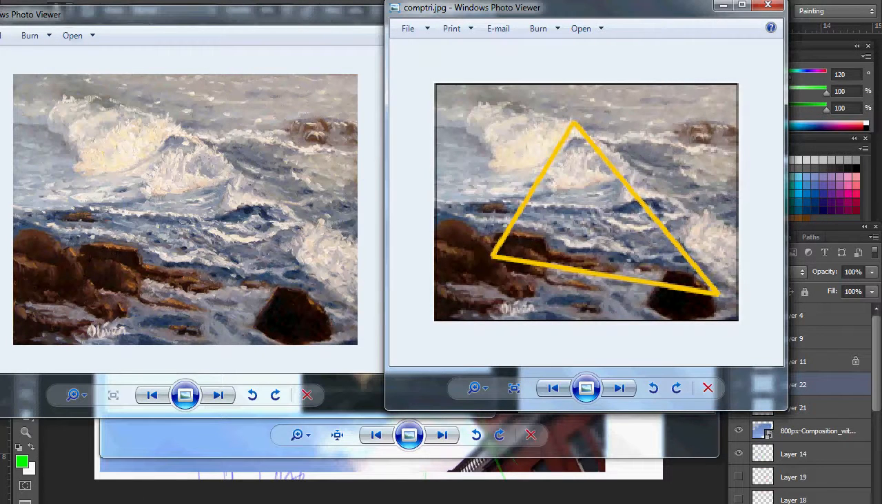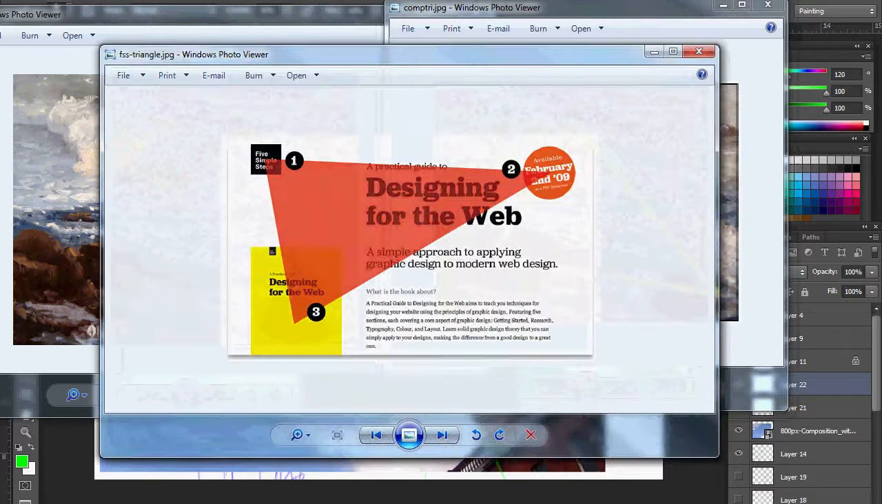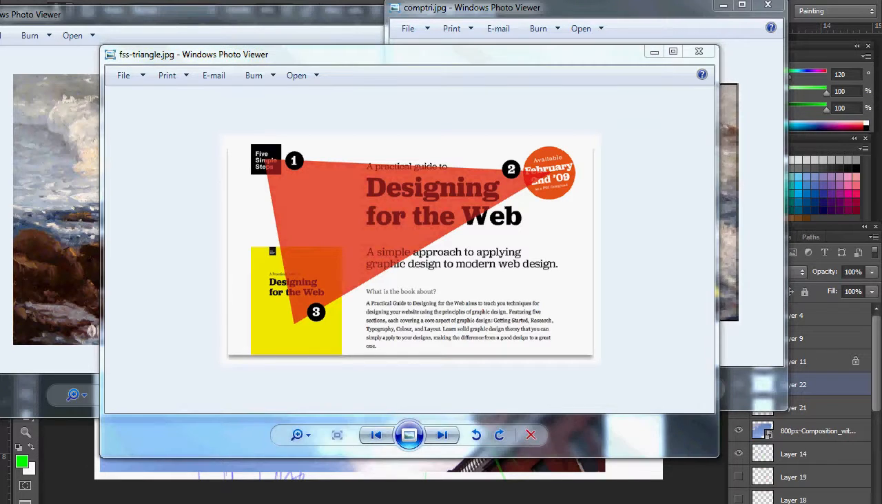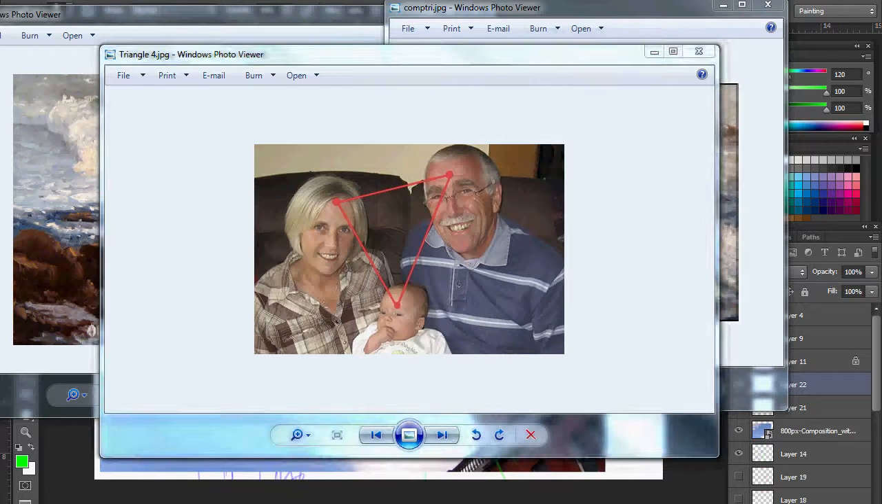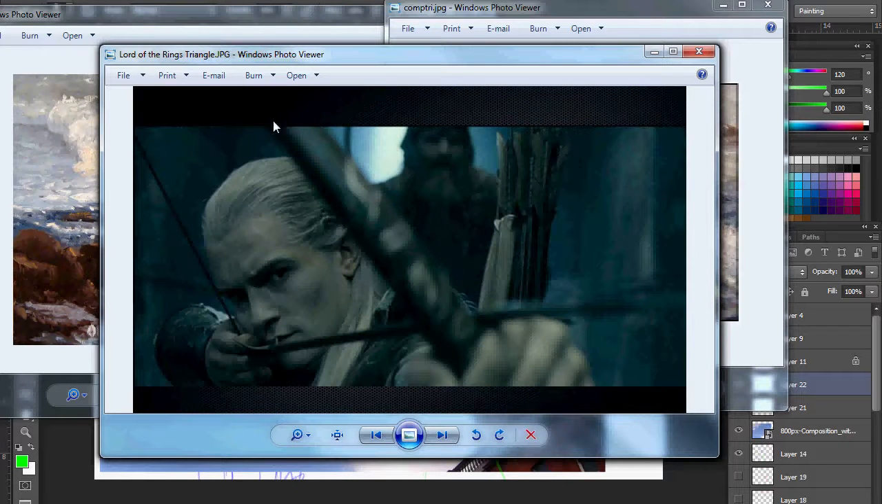It's even used in graphic design. Take a look at this web page, magazine page type thing. The elements over here and over here and over here are arranged using 3-point partitioning. Even in movies and photography it's used. Here's a picture of what looks like a grandfather, a mother, and a baby. 3-part partitioning. Also in movies, take a look at Lord of the Rings. There's a triangle in here, and there's also a triangle over here. There are 2 triangles here.